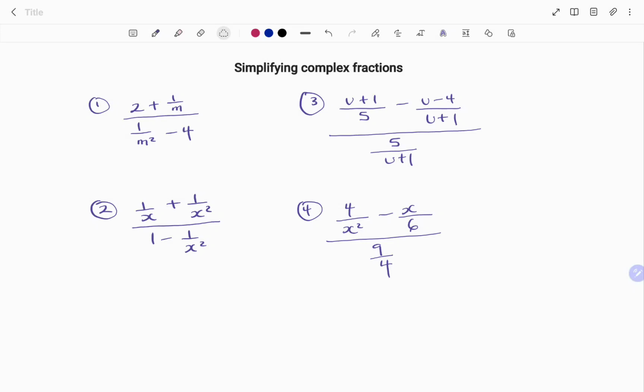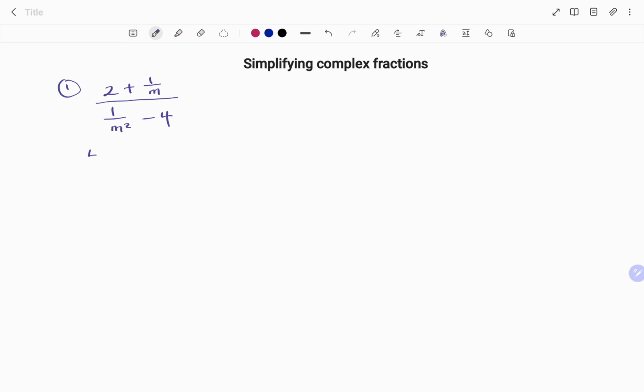In this video, I'm going to show you how to simplify the following complex fractions using the LCD method. In the first example, as my numerator, I have 2 plus 1 over m, and my denominator, 1 over m squared minus 4. The LCD, if you check each fraction, is m squared.